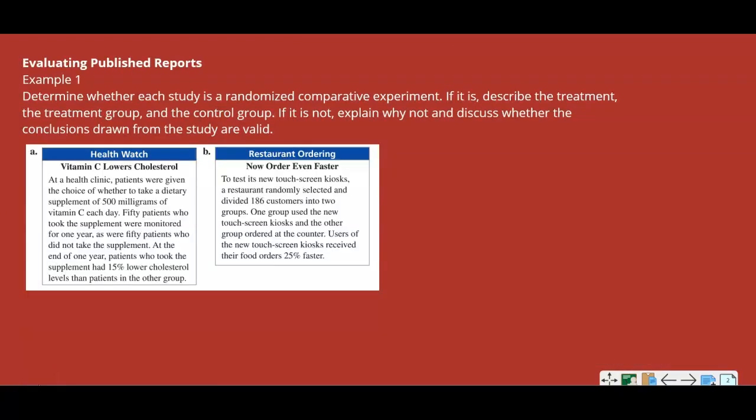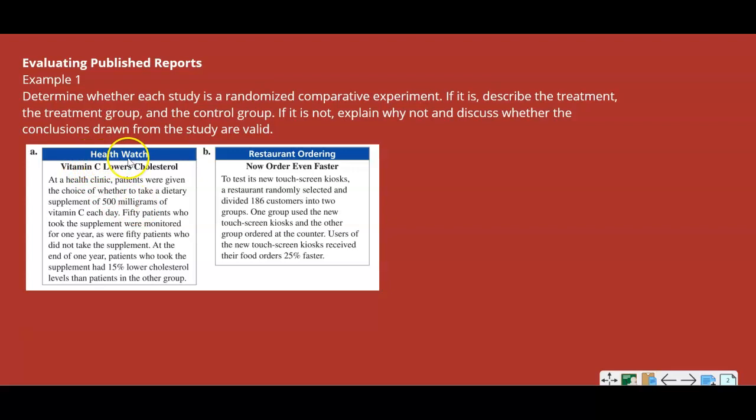Example 1, evaluating published reports. Determine whether each study is a randomized comparative experiment. If it is, describe the treatment group and the control group. If it is not, explain why not and discuss whether the conclusions drawn from the study are valid. All right, there's two parts here, A and B, so let's look at A part first.